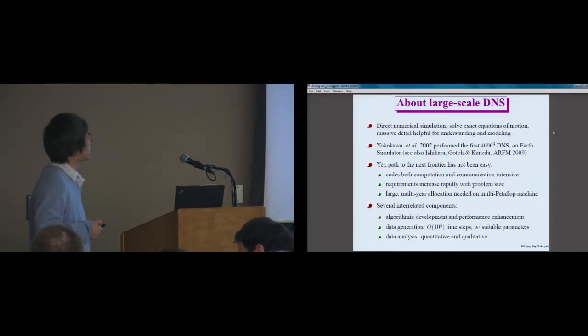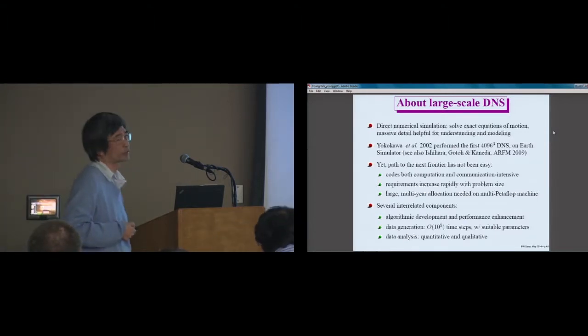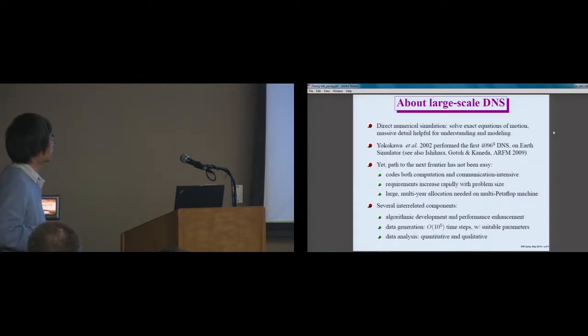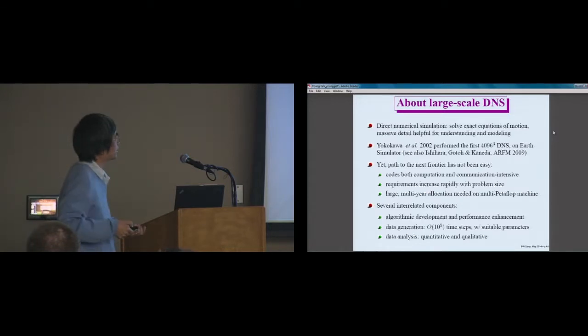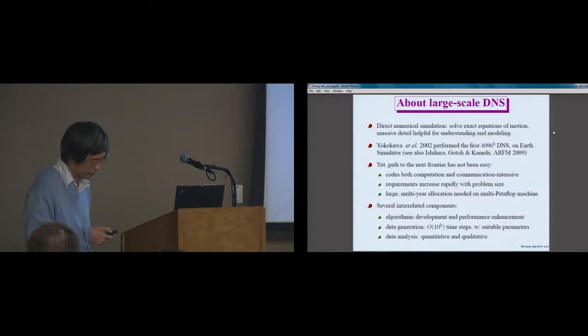In particular, you spend a lot of time in communication, and the requirement increases very rapidly with the problem size, as well as the parameter that we call the Reynolds number. And also we need time to think, we need time to optimize our algorithms, so it's very important that we have a multi-year allocation on a multi-petaflop machine like Blue Waters. So we have to work on optimizing the algorithms. We try to do all we can, and we also ask for help about how to make the performance better.